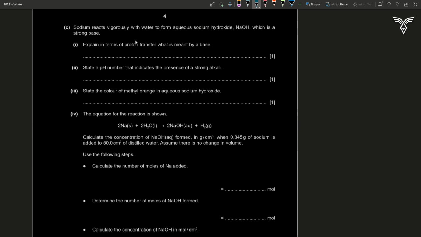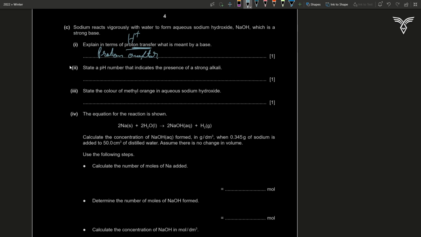Part C. Sodium reacts vigorously with water to form aqueous sodium hydroxide, NaOH, which is a strong base. Explain in terms of proton transfer, that is, transfer of hydrogen plus ion, what is meant by a base. A base is basically a proton acceptor, while an acid is a proton donor.